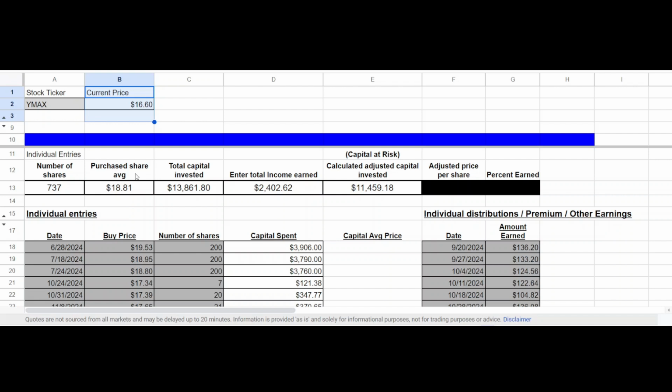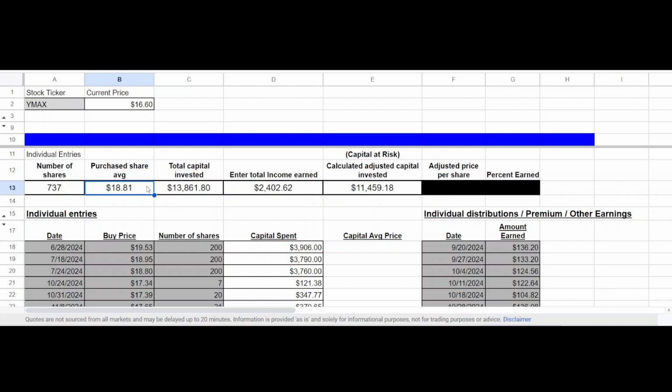My purchase price average, with just the amount of money that I've used divided by the number of shares, gives me a purchase price average of $18.81. So if that's the only thing I was looking at on my broker, that $18.81 and the current price being $16.60, well, I'm thinking, well, crap, I'm under on this one, right? But am I?